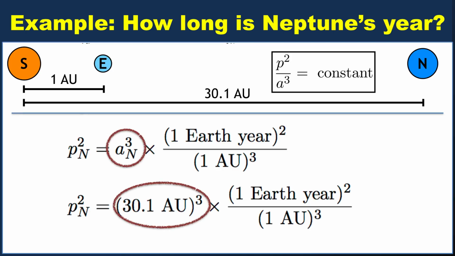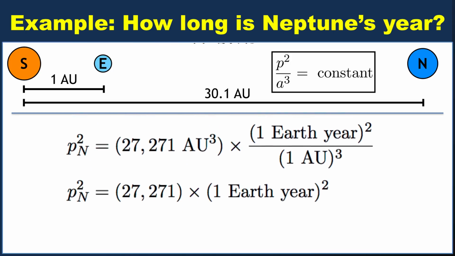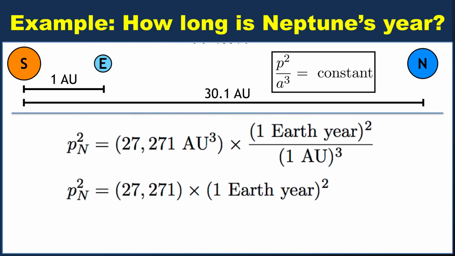And the nice thing is, we can just enter that into a calculator, right? So you enter 30.1 cubed into your calculator, and it comes out 27,271. You also have to cube the unit, so it's now AU cubed. Well, the nice thing is, we have AU cubed both in the numerator and in the denominator, so those are going to cancel. Namely, this term will cancel with that term, leaving us now Pn squared equals 27,271 times 1 Earth year squared. Now the answer is not 27,000 years.